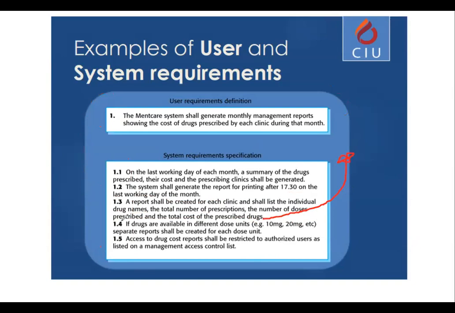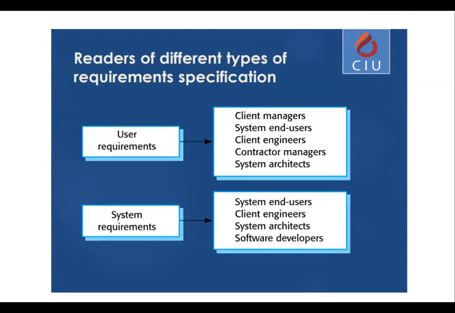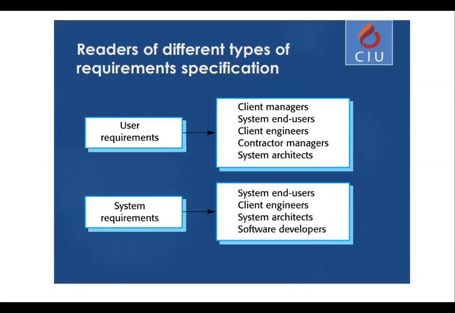And every single one of these, if you read them, you will see that it will give you some information that is roughly defined in the user requirements, and it will make it more specific, such as it will generate the report for printing after 5:30 on the last working day of the month. So every last day of the month will generate this report, and you know this. So in short, what I'm trying to say is user requirements essentially generate system requirements.